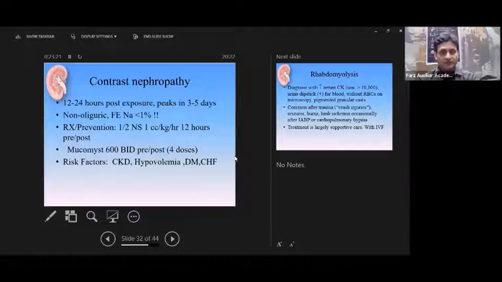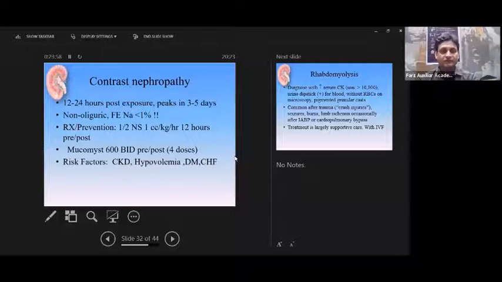Generally, these patients develop ARF after 12 to 24 hours, which peaks in 3 to 5 days. Generally, these patients have non-oliguric AKI and fractional excretion of sodium will be less than 1%. Treatment is proper hydration and taking precautions, especially in those patients who have a high chance of contrast-induced AKI. For prevention of this condition, we should hydrate the patient with normal saline for at least 12 hours before the procedure, and this should be continued at least 12 hours after the procedure.